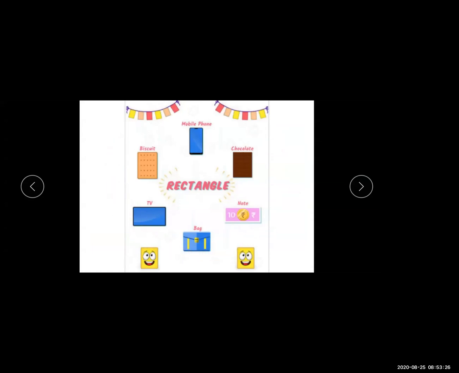Who is there in rectangles family? Mobile phone, chocolate. Do you like to eat chocolate? Yes. 10 rupees note. This is the bag. This is the TV. And this is the biscuit. These all are in rectangles family. Now we will look for the, who is there?